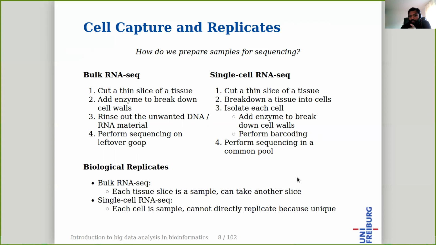In single cell RNA sequencing, it's quite different, because if you take a different slice of a tissue, maybe it has cells which have completely different expression profiles. So you cannot just take another slice of the tissue and generate a biological replicate. Depending on where the tissue is taken, the expression profiles of individual cells may differ. So that's why the concept of biological replicates is not similar to bulk RNA sequencing, because each cell has its own unique expression profile.